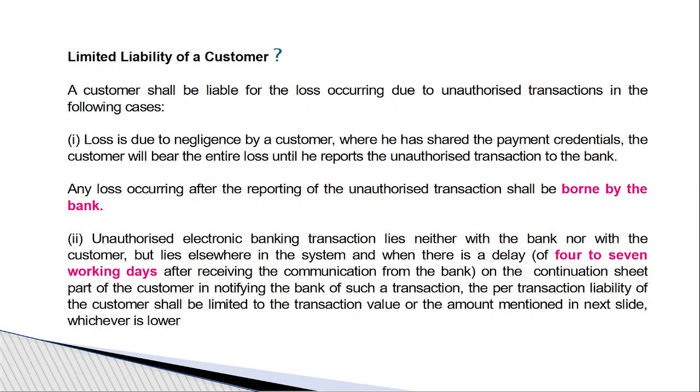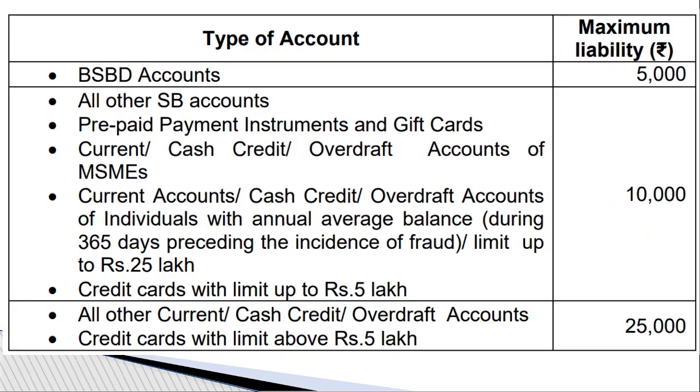So 4 to 7 days after receiving the communication from the bank, on the part of the customer notifying the bank of such a transaction, the liability of the customer shall be limited to the value of the amount. So if it is a third party breach and there is a delay of 4 to 7 days in reporting after receiving the communication from the bank, then limited liability will be there for the customer. So what is the amount?